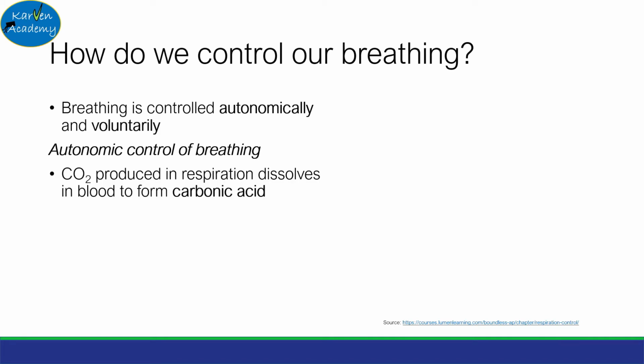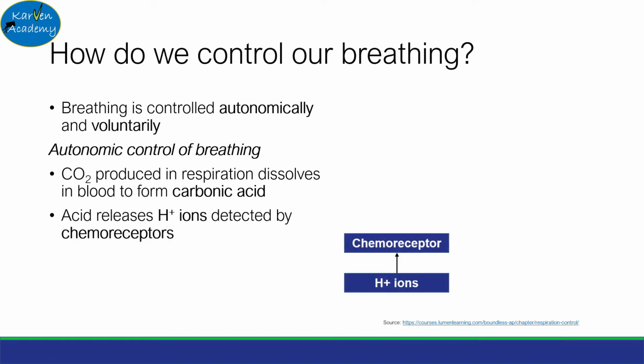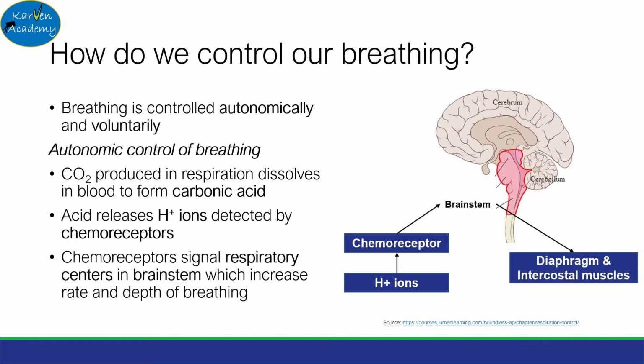Well, CO2 made during respiration dissolves in blood to form carbonic acid. You may know from chemistry that acids release hydrogen ions, and these are detected by chemoreceptors in the body. Additionally, lactic acid is also another source of hydrogen ions, and the acid is made during anaerobic respiration. These chemoreceptors signal respiratory centers in the brainstem, highlighted in red in the diagram, which causes the diaphragm and the intercostal muscles to contract and ultimately increase the rate and depth of breathing.